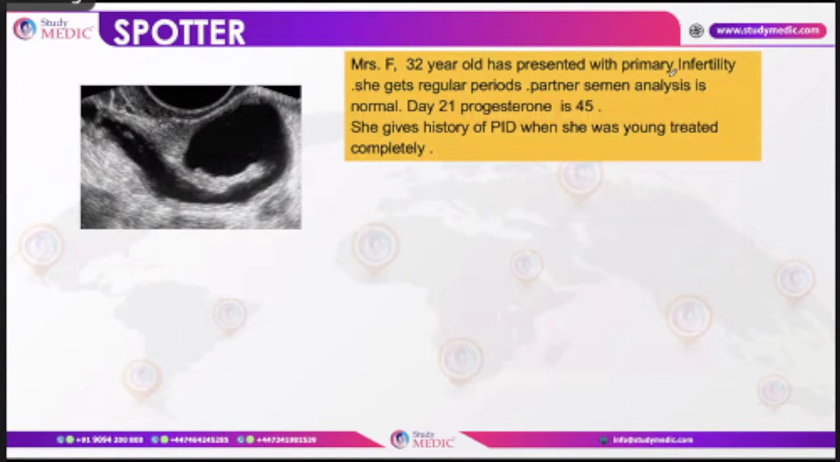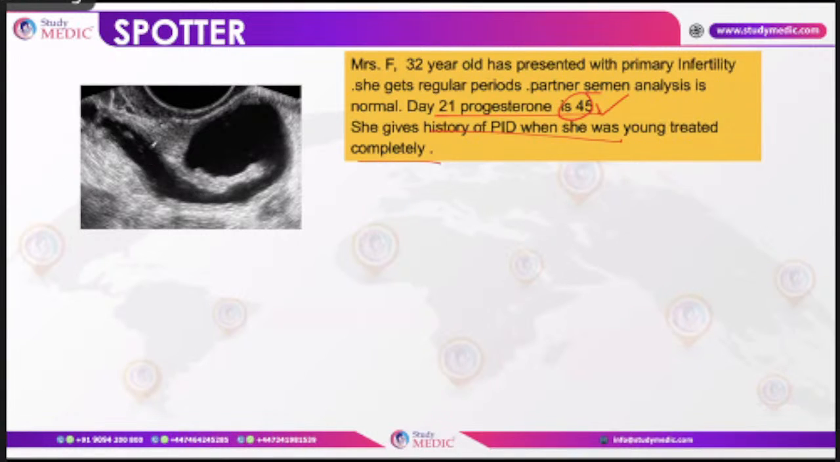Mrs. F, 32-year-old, has presented with primary infertility. She gets regular periods. Partner semen analysis is normal. Day 21 progesterone is 45. So you know that she's ovulating. She's given history of PID when she was young, treated completely. So what's your diagnosis, guys?